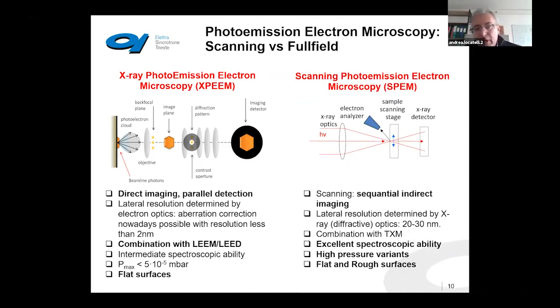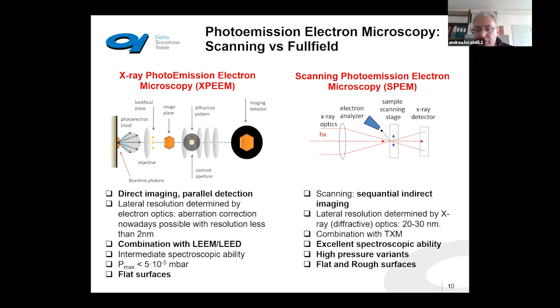The other approach that is used to perform microscopy is that of scanning photoemission electron microscopy. And here you use something completely different. You use special X-ray optics, which are called Fresnel lenses. You focus the beam into a microspot, or a nanospot better, and then you raster the beam on the sample by scanning the sample stage.